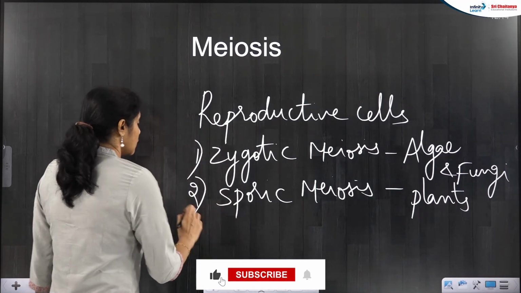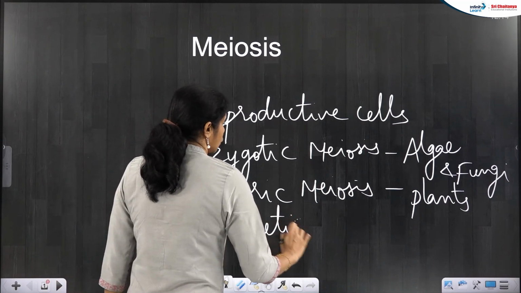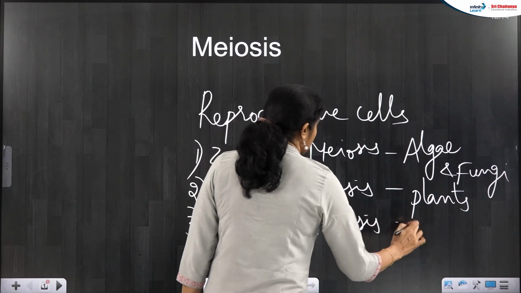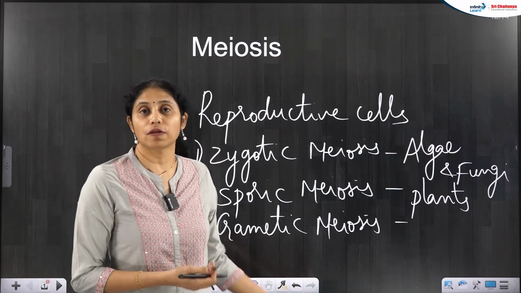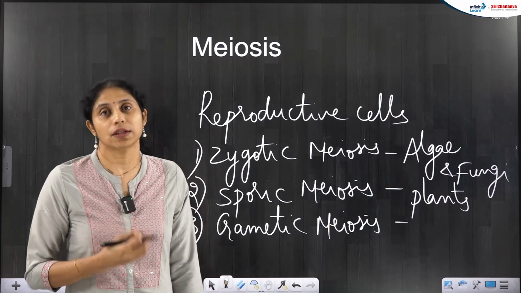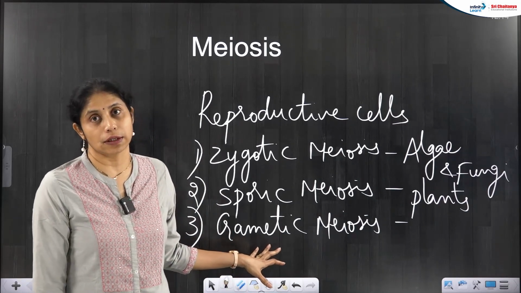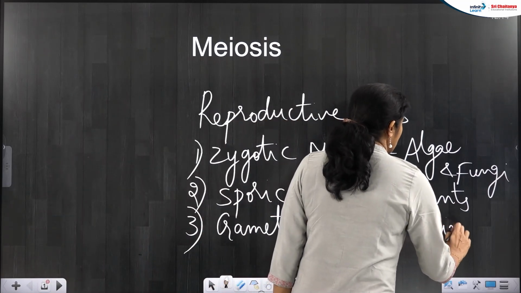Then the last type is gametic meiosis. This occurs in the formation of gametes. It occurs in the gamete mother cells and results in the formation of gametes, so it is called gametogenesis. This happens generally in the animal kingdom.